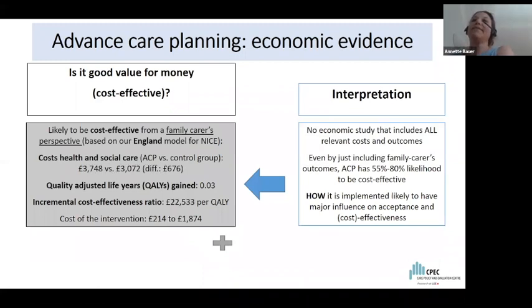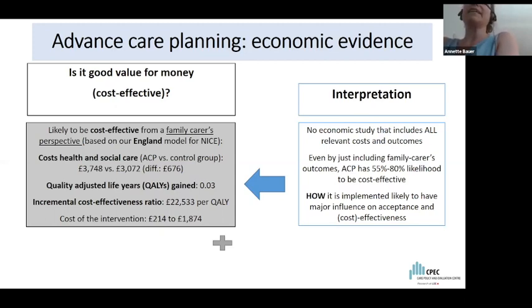So what does the economic evidence tell us is a good value for money? And this is primarily based on an economic study, which was a modeling study carried out for NICE by our center, which finds that it is cost effective, but we were only looking at a limited set of outcomes. In that case, we were only able to look at the family carers' perspective and their quality of life improvement. And what we did was a cost utility model. So that's the kind of model that Martin was referring to, which measures costs and qualities. So the outcomes are measured in terms of quality adjusted life years.